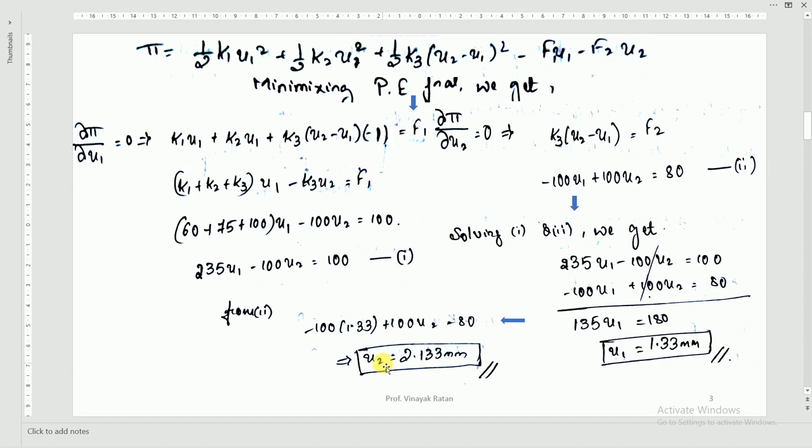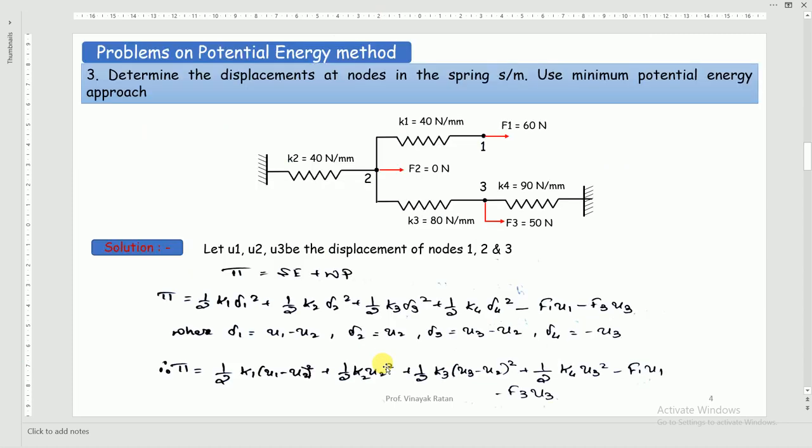Okay. Hope you have finished. You have understood the concept now. Potential energy method. How to solve the problems using potential energy method. Now we'll move on to the next problem. Okay, solve this question. So determine the displacements at nodes in the spring system. Use minimum potential energy approach.